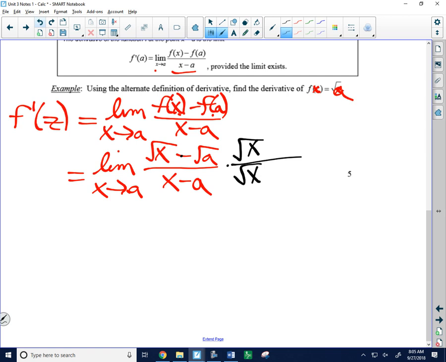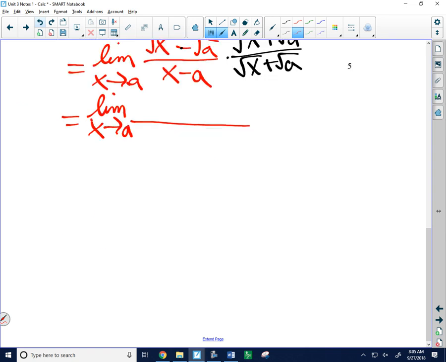Radical, I do the top one, radical x plus radical a. So I multiply that numerator and denominator, but I'm only going to FOIL again the numerator. So I'm just writing it. I'm going to leave the denominator. I do not FOIL that.